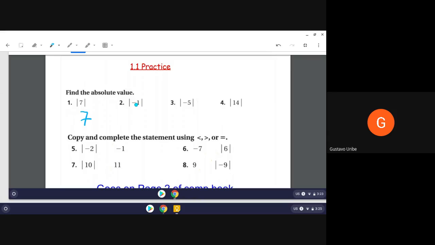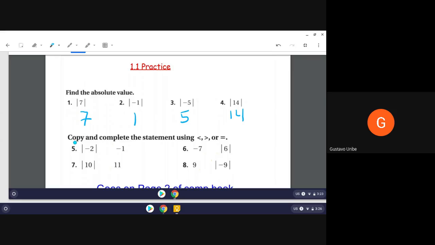Number 2, I have a negative. Negative 1 is one space away from 0, so this absolute value is going to turn this negative into a positive. The absolute value of negative 1 is just 1. The absolute value of negative 5 is just 5. The absolute value of positive 14 is just 14. All our answers are positive. Numbers 1 and 4 were positive, so they stayed that way, and numbers 2 and 3 were negative, so they turned into positive.